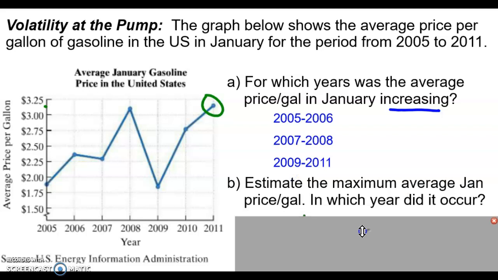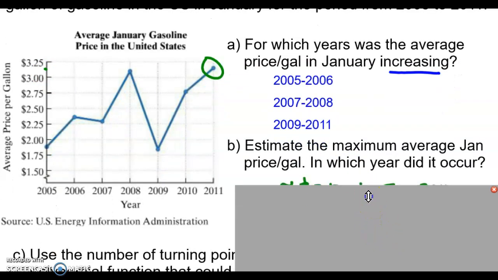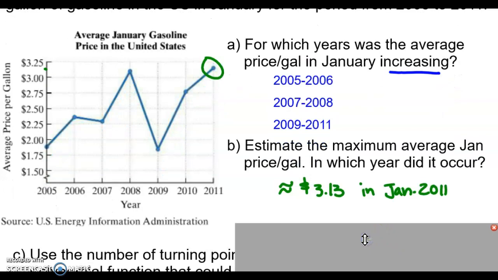All right, next question. Could we estimate the maximum average January price per gallon and say what year it occurred? Well, we have a couple peaks here. 2008 looks pretty high, but this one looks just ever so slightly higher. I would say in 2011, we would have our maximum price. Over here, it's just over the halfway mark between $3 and $3.25. So I would say that's probably about $3.13, $3.14 per gallon. Again, that was in the year 2011.